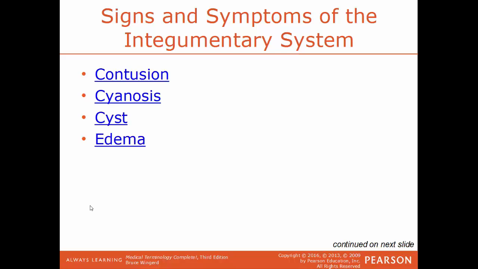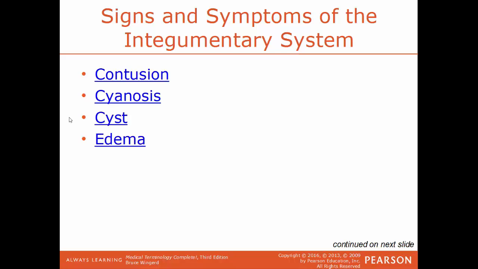Contusion is the formal term for a bruise. Cyanosis is the condition of appearing blue in color. The root word here is cyan, is a shade of blue. So cyanosis is the condition of being cyanotic or having a bluish appearance, either in the fingertips or in the lips.